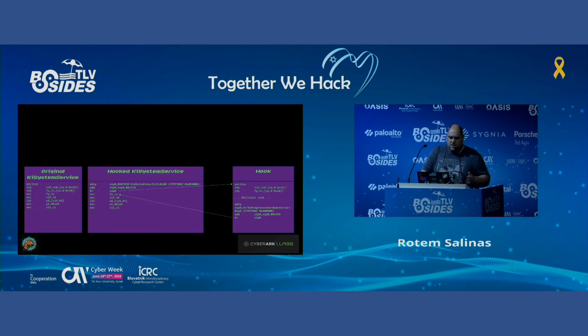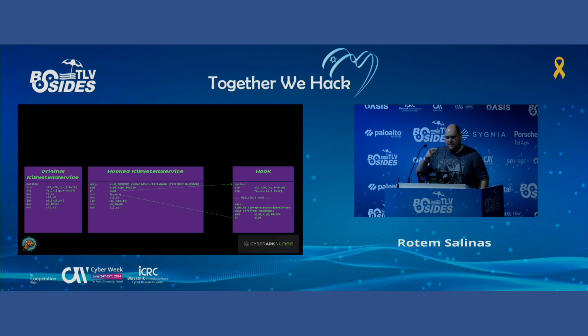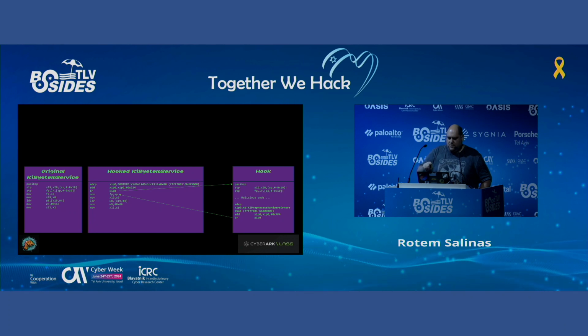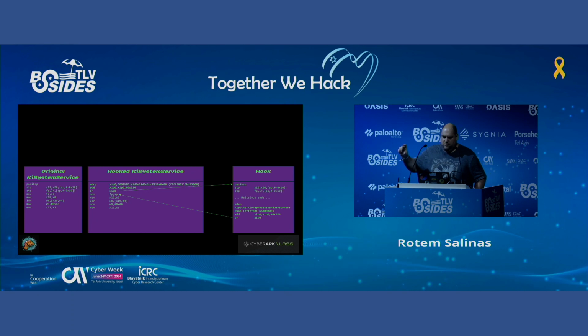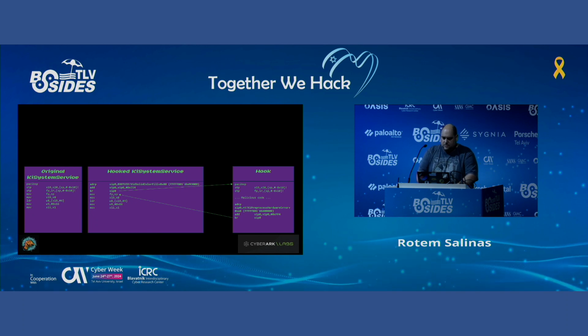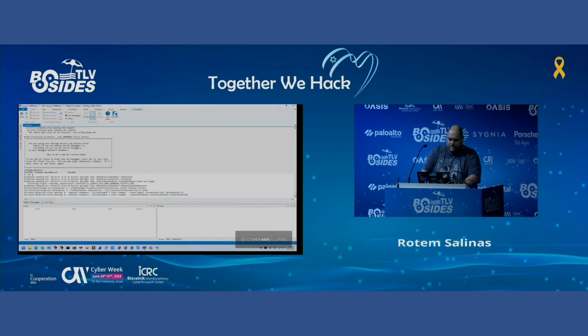So basically on the left we have the original KiSystemService, and what we're going to do is overwrite the first 3 instructions with our trampoline, which will jump to our hook. Then we have the first 3 instructions that we overwrote, our malicious code, and the second trampoline to jump back to the 4th instruction. So let's see a demo of that.